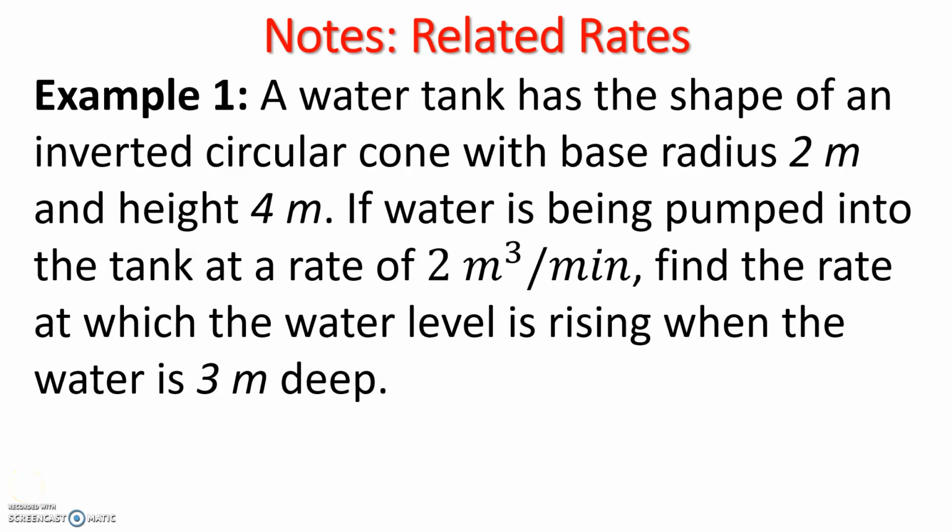All right, so this is lesson 2 of related rates. Example 1. A water tank has the shape of an inverted circular cone with a base radius of 2 meters and a height of 4 meters. If water is being pumped into the tank at a rate of 2 cubic meters per minute, find the rate at which the water level is rising when the water is 3 meters deep.